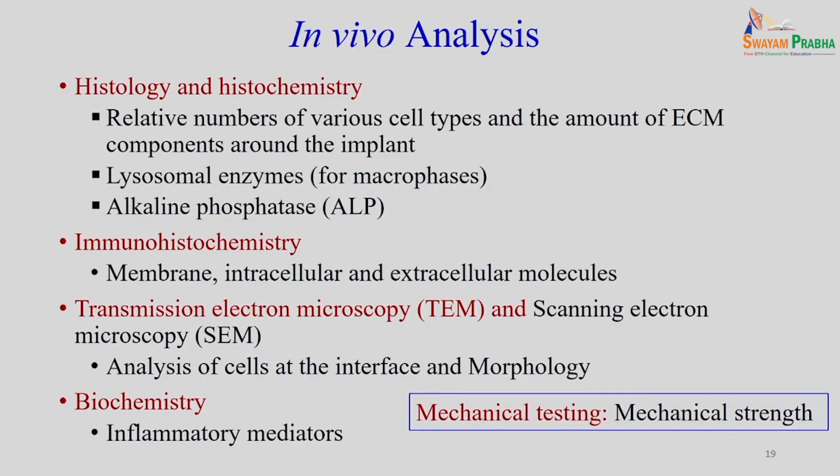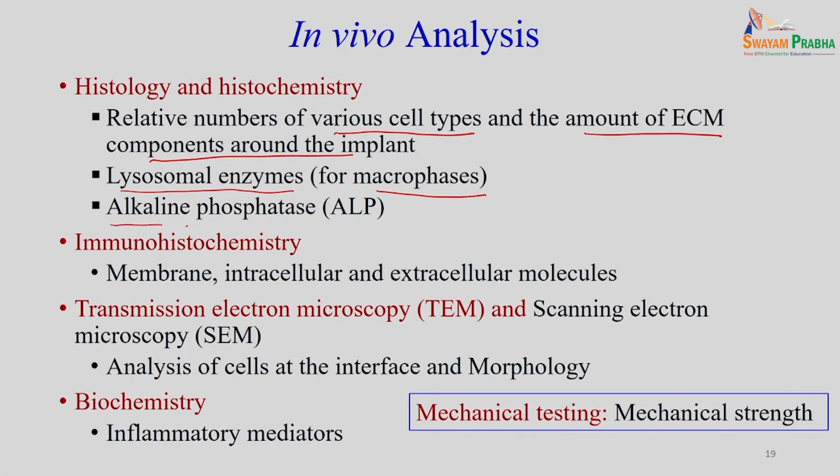So, what do we analyze during the in vivo assessment? We analyze the histology or histochemistry. We analyze the relative number of different cell types and the amount of ECM components around the implants. We also analyze the presence of lysosomal enzymes, which indicates the presence of macrophages.